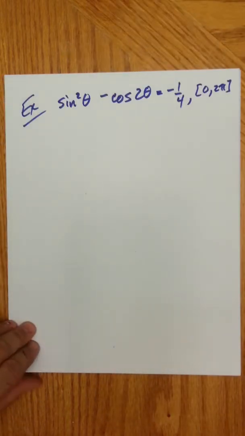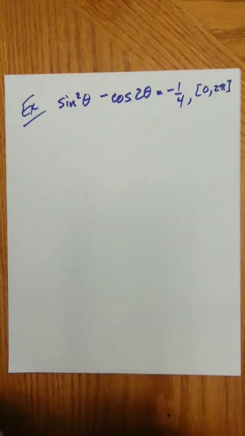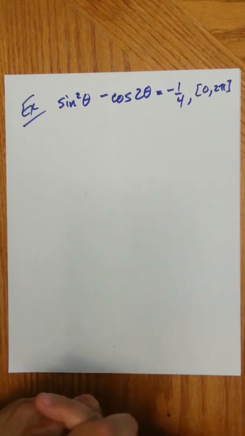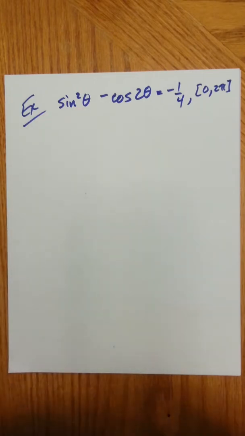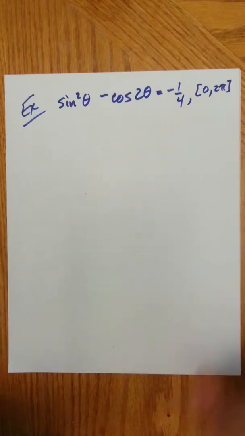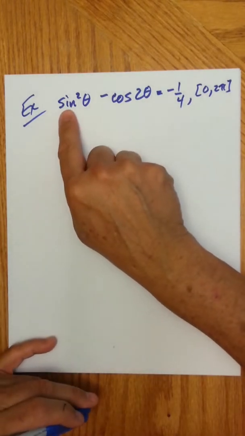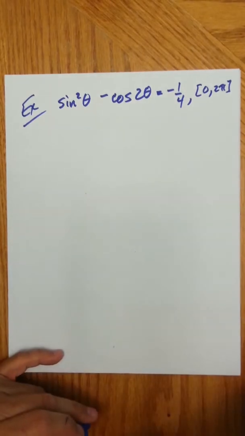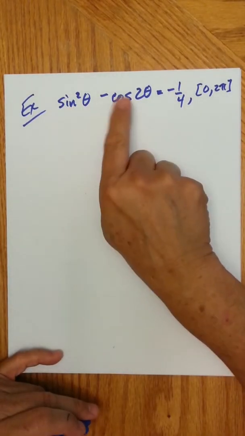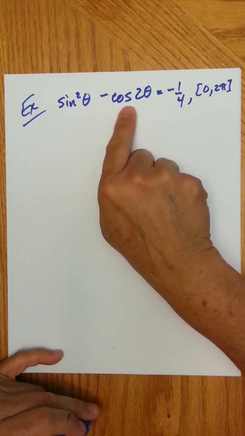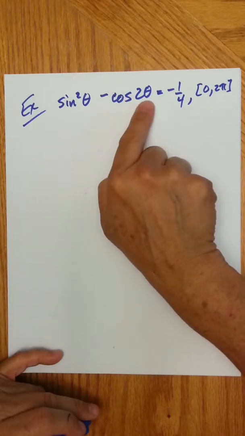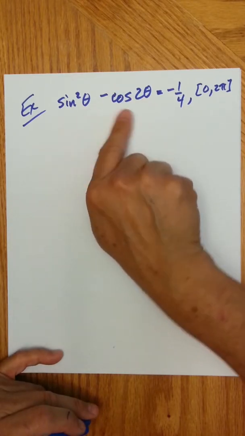So in this example, we're looking at sine squared theta minus cosine 2 theta equals -1/4, and we're looking for solutions from 0 to 2 pi. Now my thought process is I have a second order equation, a power of 2, and that's sine, and then I have a different trig function, which is cosine, and it's a double angle. So this is really different.